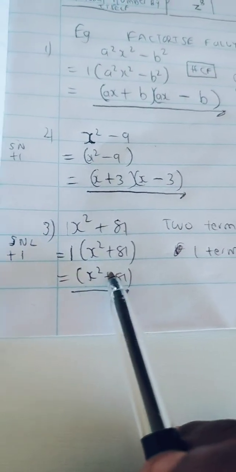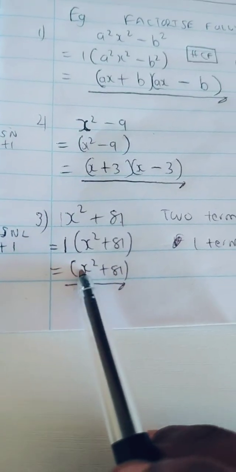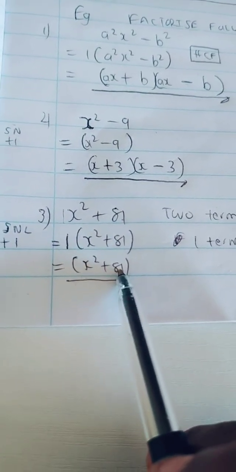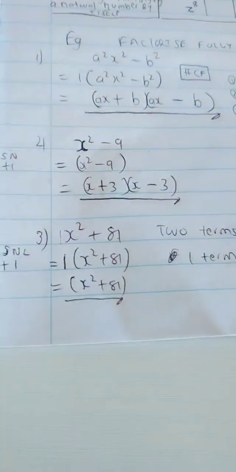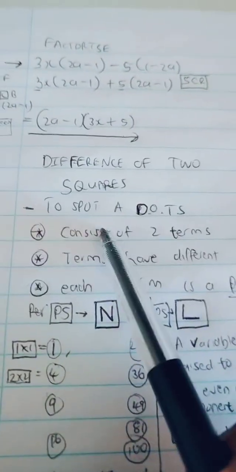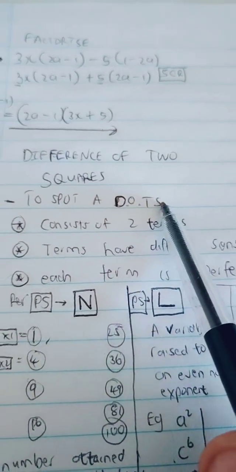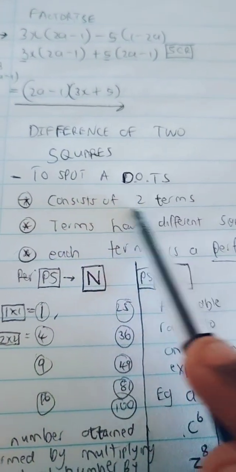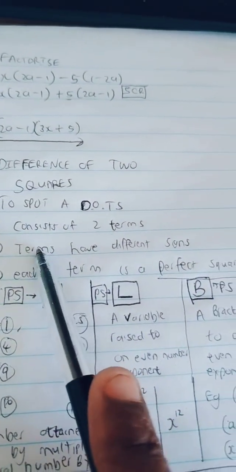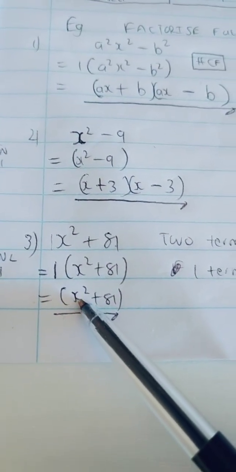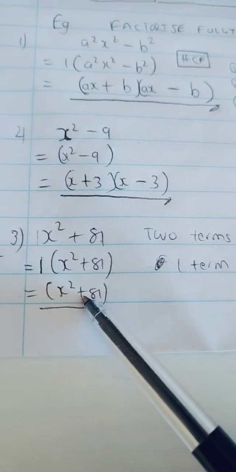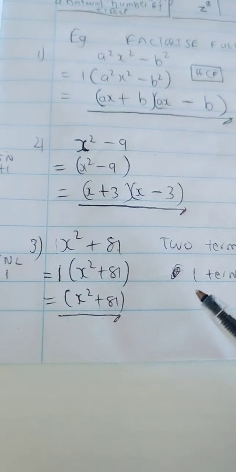If you look at this, this is a sum of 2 squares. X squared is a perfect square, 81 is a perfect square, but this is a sum. Guys, this is not a difference of 2 squares. Remember, what are the conditions for a difference of 2 squares? Firstly, to spot a difference of 2 squares, there must be 2 terms. Okay, so inside this bracket, yes, we do have 2 terms. The second thing is that the terms must have a different sign. Look at the first term. How is it? It's positive. Look at 81. How is it? It's positive.